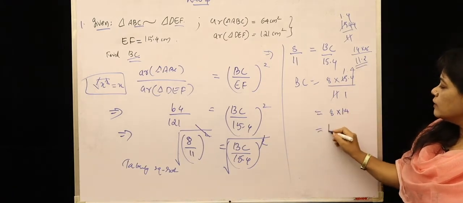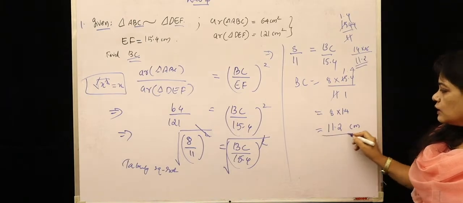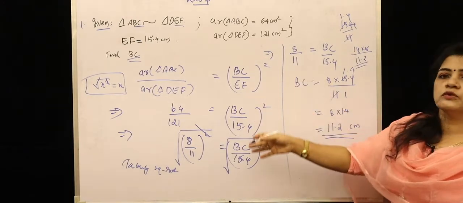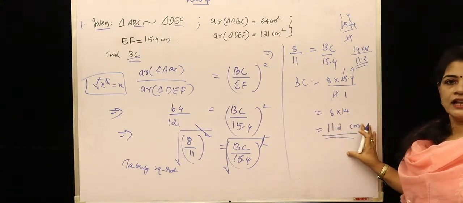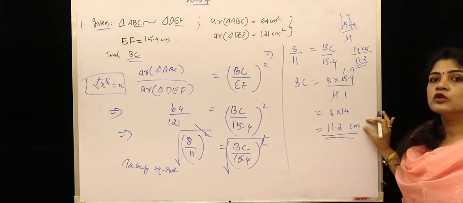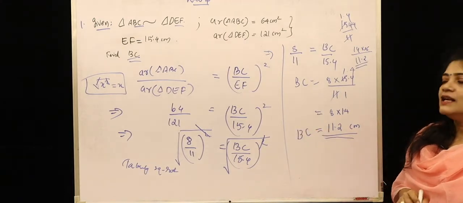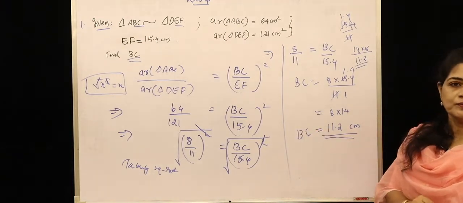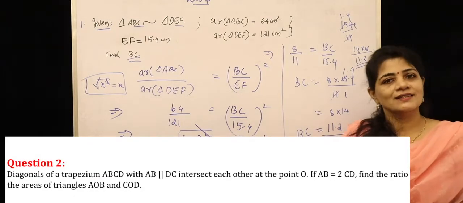So 11.2, then you have to write the unit. While you are doing the calculation or the substitution, no need to write down the unit. After getting the final answer, you have to definitely write down the unit. So that means the length of the side BC is 11.2. Idea is clear, children? Now we are moving to the second question.